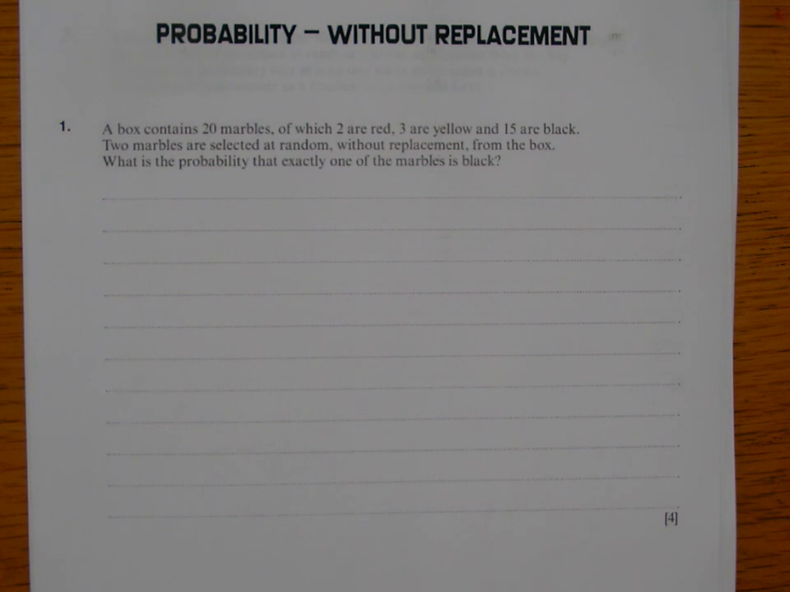A box contains 20 marbles, of which 2 are red, 3 are yellow, and 15 are black. 2 marbles are selected at random without replacement from the box. What is the probability that exactly one of the marbles is black?